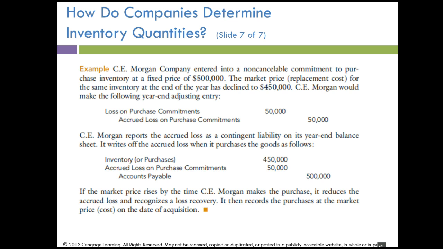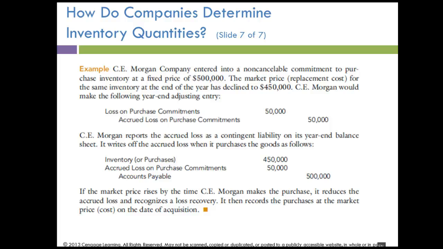Here's an example with Morgan Company entering into a non-cancelable commitment to purchase inventory at a fixed price of $500,000. The market price for the same inventory at the end of the year is down at $450,000. So they would make a year-end adjustment as a result of the lower of cost or market here. So we would show a loss on purchase commitments of 50, and then we would be crediting an accrued loss on purchase commitments. The reason we're doing this is that the fair market value has decreased from when we entered into that commitment.